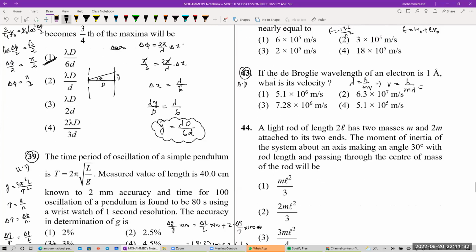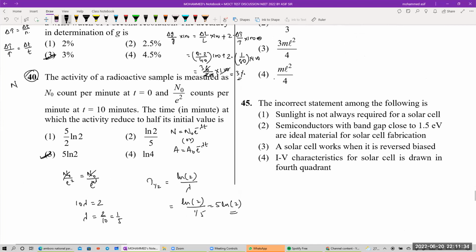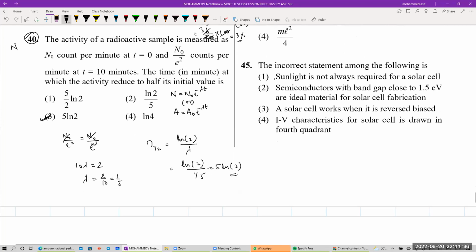देन क्वेश्चन नंबर 44 is your rotational mechanics का है. Then incorrect statement about the following semiconductor. हाँ ये ट्राई कर लीजिए. Sunlight is not always required for a solar cell. Incorrect बोल रहा है बेटा. सनलाइट देखो, फोटो सेल सोलर सेल्स के लिए सनलाइट होना जरूरी है, ये तो करेक्ट है. The next one, sorry मैं इसको ऐसा लिख देता हूँ, फिर बाद में मुश्किल हो जाएगी.